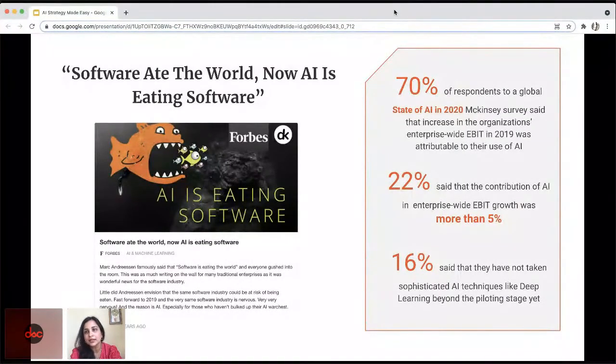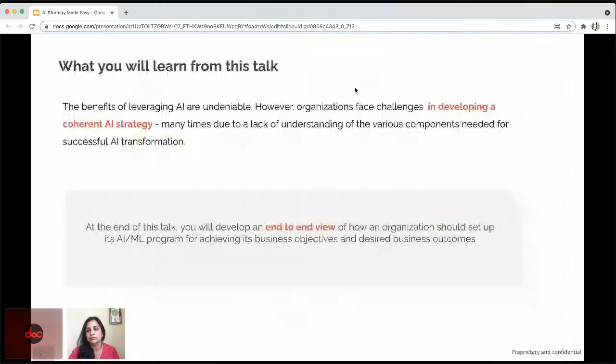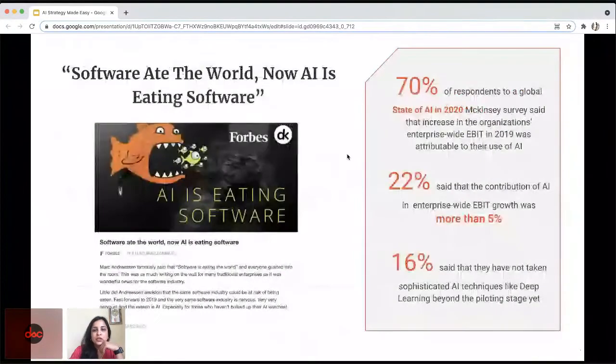Yet, when you look at the penetration of the real power of AI, only 16% of them have really used sophisticated AI machine learning techniques like deep learning beyond the pilot stage. So what it really tells us is that there is a lot of adoption, there is a lot of excitement, but there is also a lot of potential, because not having used the most sophisticated techniques and still getting the benefit is a very good indicator of where AI adoption is going.